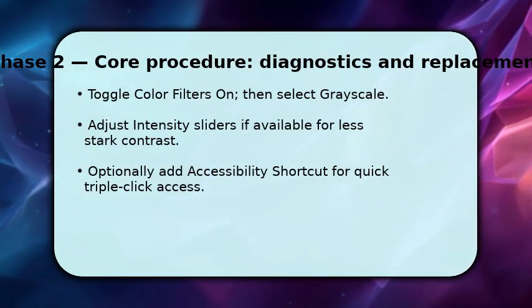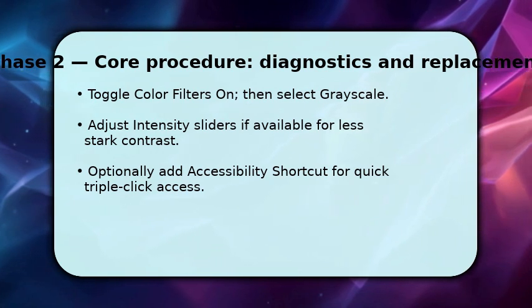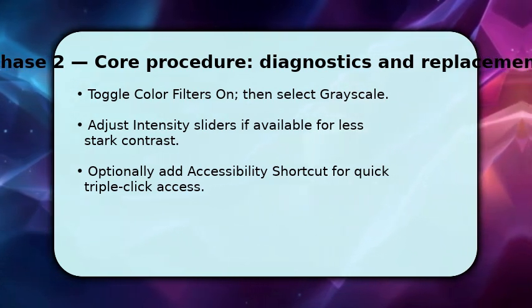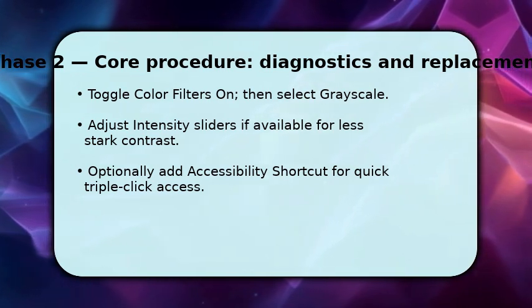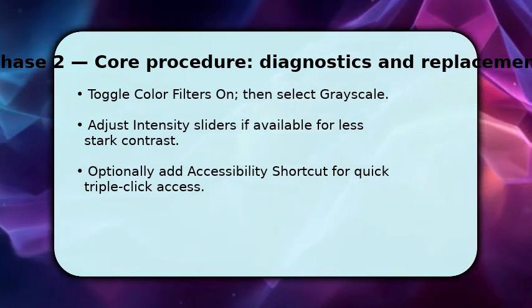You'll see several presets. Choose Grayscale so colors render as shades of gray. Once selected, adjust any intensity or hue controls to soften the effect, making interface elements easier on your eyes.